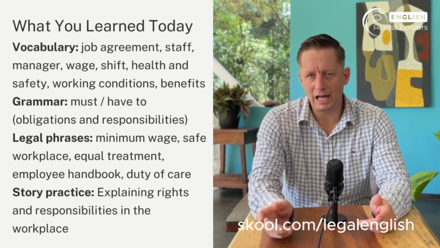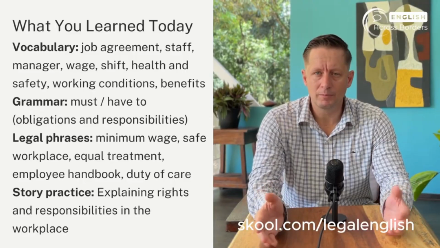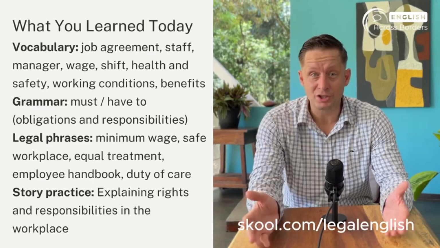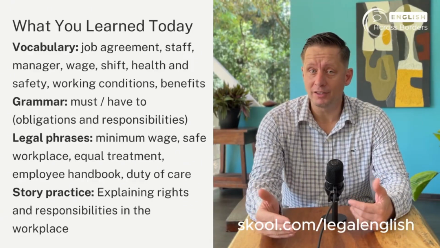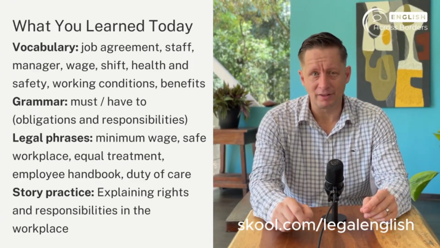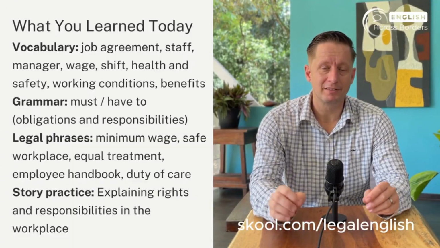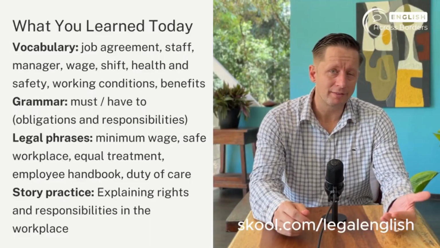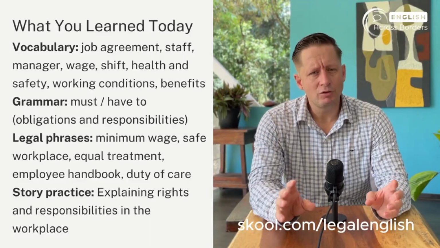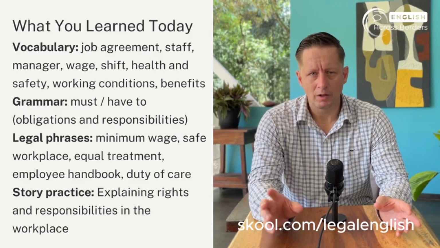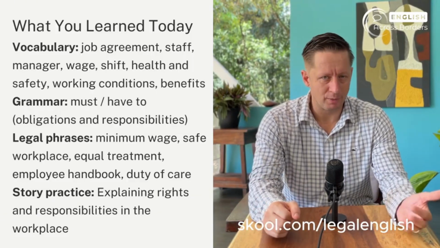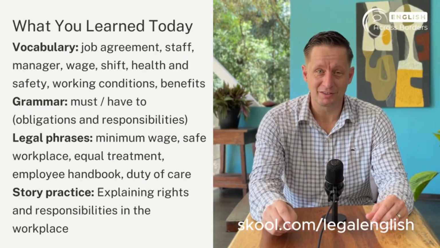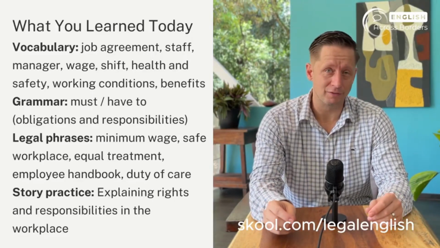First, you learned vocabulary for work and employment law. You can now use words like job agreement, staff, manager, wage, shift, health and safety, working conditions, and benefits to describe the workplace in clear English. Second, you practiced grammar with must and have to. These two small words are very powerful. They show obligation and responsibility. For example, the employer must pay wages, the worker has to follow safety rules.